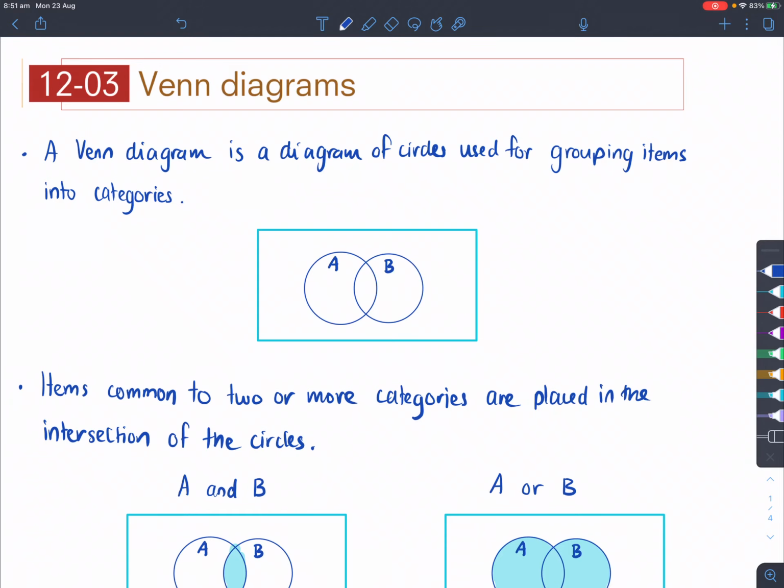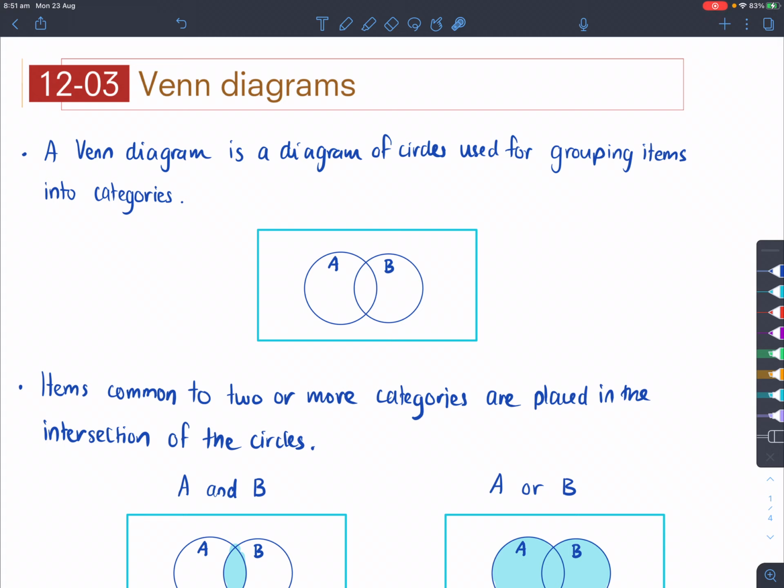In this lesson, I'll be explaining to you about Venn diagrams. Let's talk about what a Venn diagram is. It is a diagram of circles used for grouping items into categories. So if you have category A and category B, there are items which can be put into this section of a circle, this section of a circle, and also the middle section of a circle.